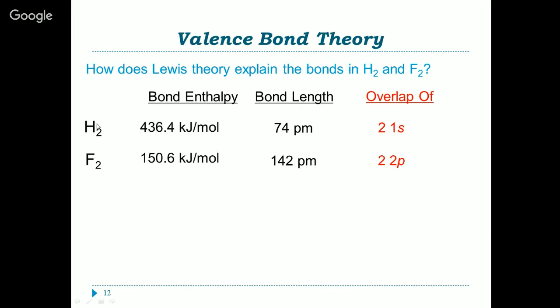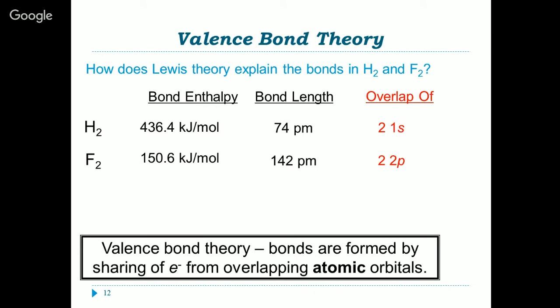But if we think about it, hydrogen is smaller than fluorine. So the proton in each of the hydrogen nuclei can be closer together than fluorine. Fluorine has more electrons, which are going to shield it. So we can see or propose that this bond with hydrogen is formed because the 2 1s orbitals overlap. We can assume then in fluorine that instead of the s orbital, we have 2 of the 2p orbitals overlapping.